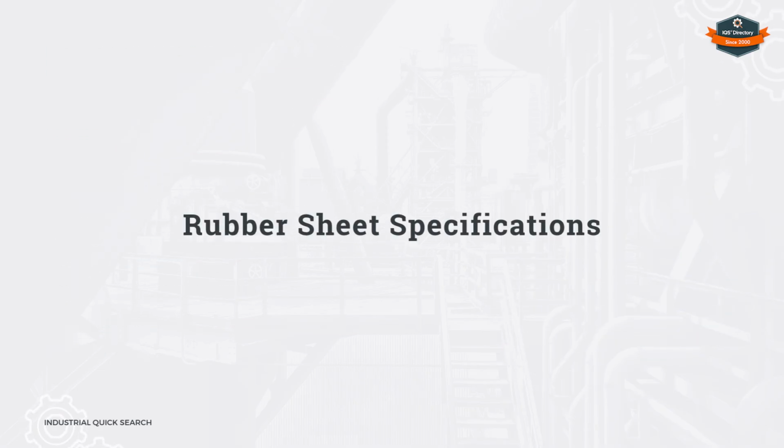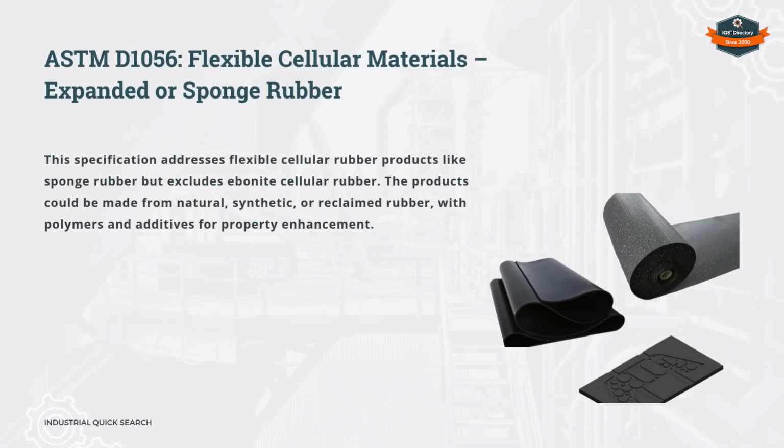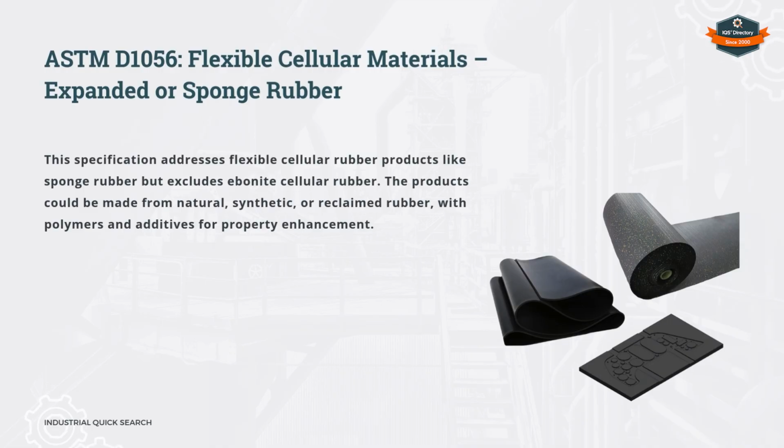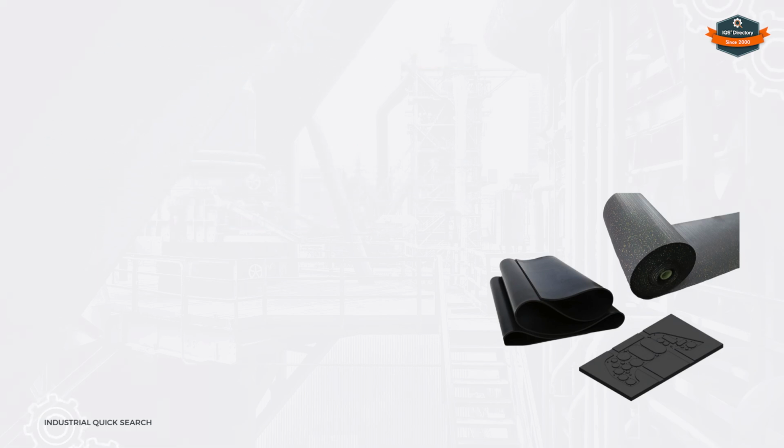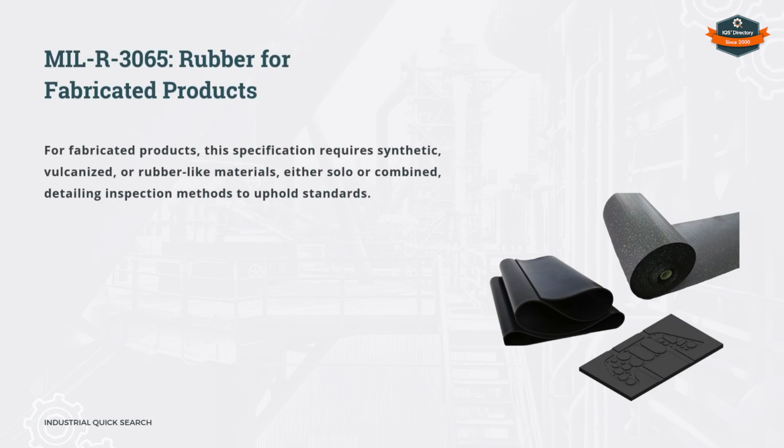Rubber sheet specifications. ASTM D1056. Flexible cellular materials expanded or sponge rubber. MIL-R-3065. Rubber for fabricated products.